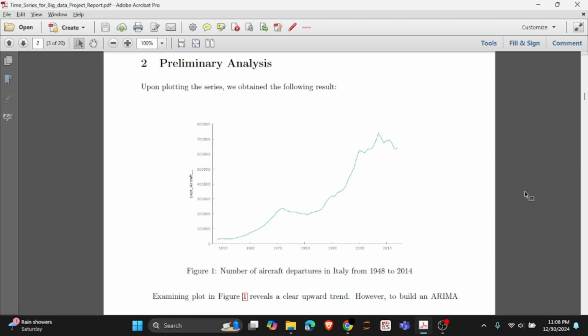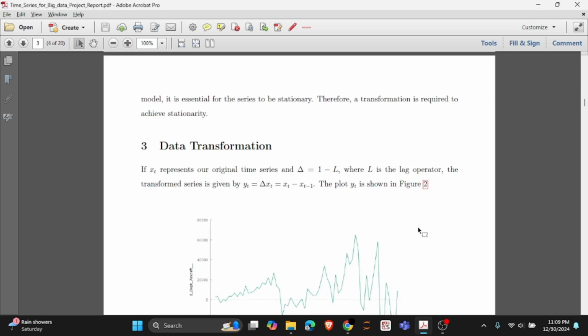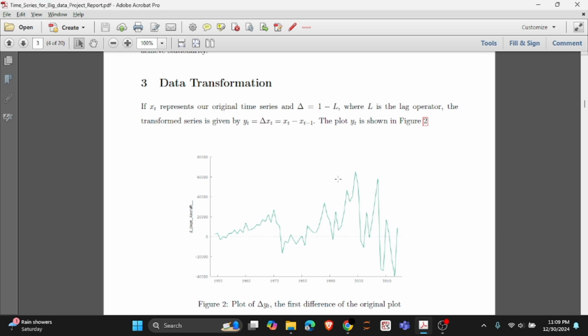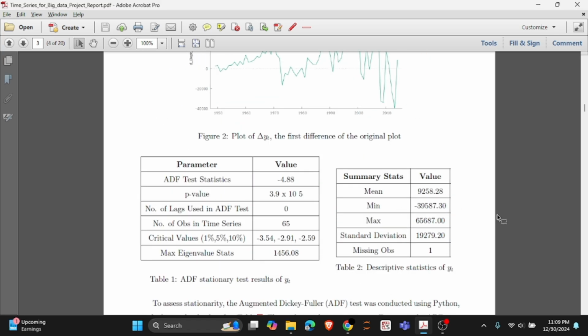So we will start with the preliminary analysis. As you can see, the plot shows an increasing trend in the number of aircraft departures in Italy from 1948 to 2014, which means that it is not stationary. To make it stationary, we need to do a data transformation. For this, we will take the first difference, which requires applying the lag operator. After taking the first difference, this is the result that we have.